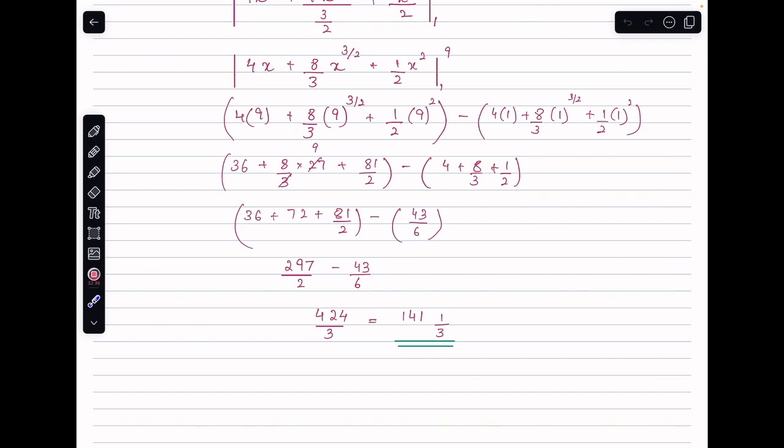So this is how we shall be solving the definite integrals to get the numerical answer.